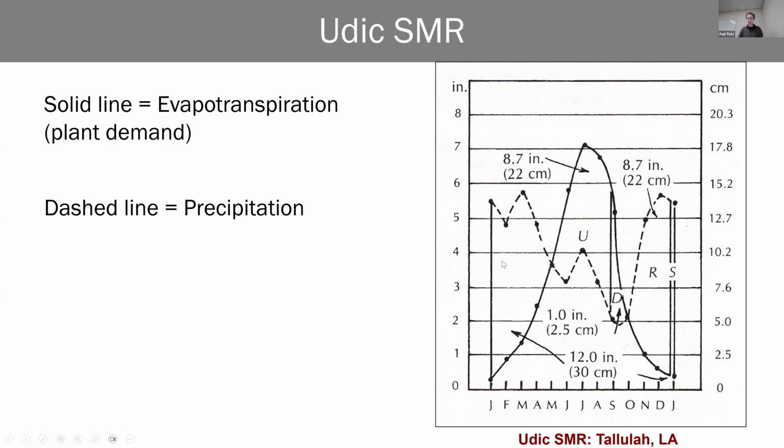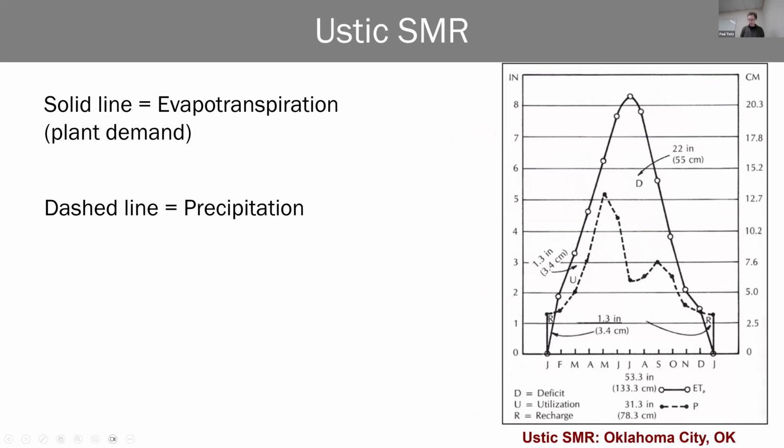Surplus is going to continue all winter until the evapotranspiration demand increases above the supply, which is the dashed line. We're back into the utilization. The ustic, on the other hand, is slightly different, where the dashed line is precipitation once again, more in the summer than the winter here, which kind of matches our plant demand. We have just utilization and recharge really. Or it goes to deficit.